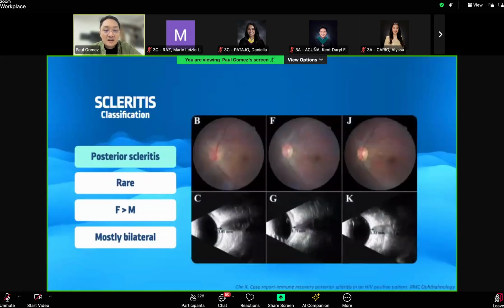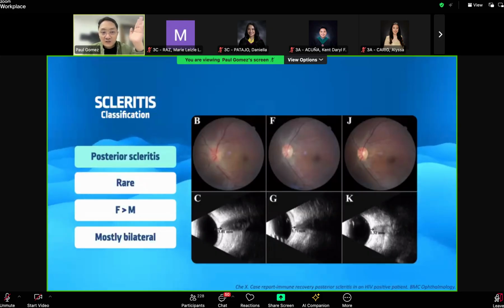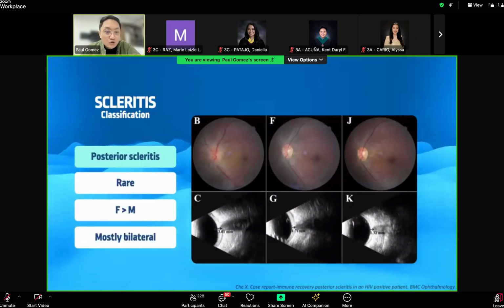I got this from another journal. So this is posterior scleritis in an immunocompromised patient. The initial retina photographs show optic disc swelling, and the initial ultrasound shows posterior scleral thickening and a retrobulbar edema. However, after initiation of treatments, antiretroviral drugs, and possibly some steroids, these findings improve over time and eventually resolve.